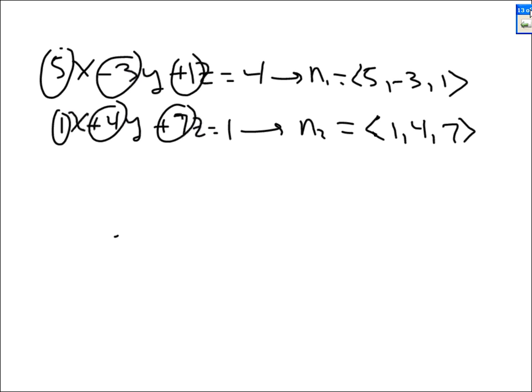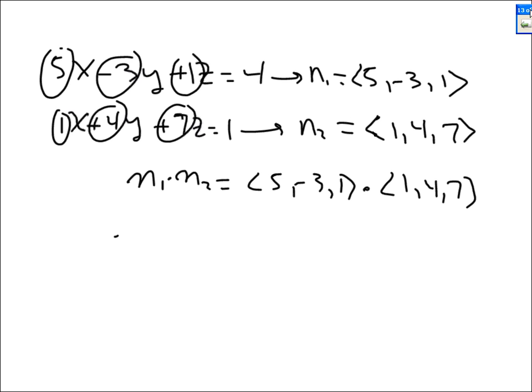Let's compute the dot product of the normals. N1 dotted with N2. That is 5, -3, 1, dotted with 1, 4, 7. 5 times 1 is 5. -3 times 4 is -12. 1 times 7 is 7. Plus 7. 5 plus 7 is 12. Take away 12, you get 0.